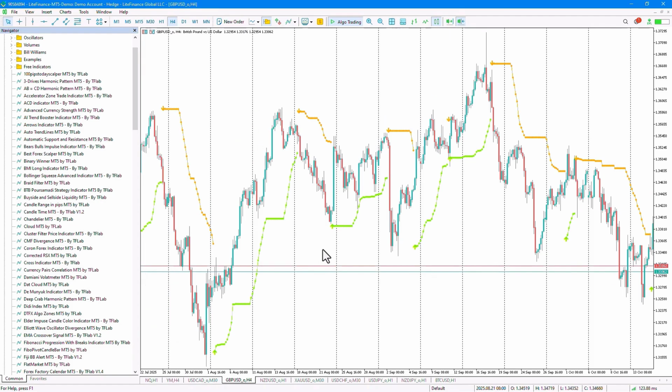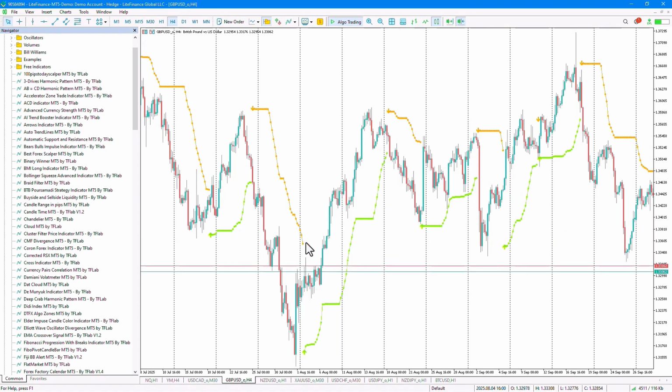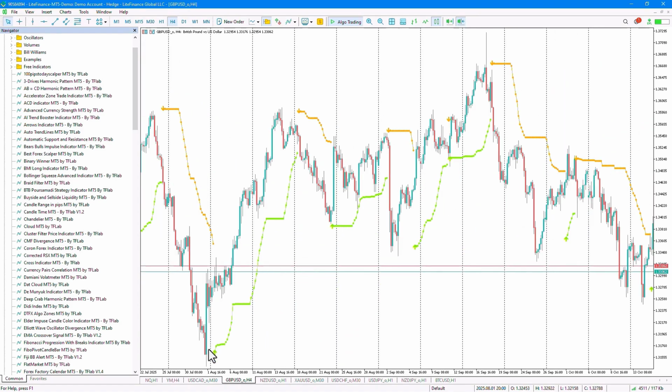The indicator works best when we use its signals to enter trades in the direction of the main market trend. For example, here the price is in an uptrend, and whenever a buy signal is issued, we can enter a buy position, set the trailing stop level on the green levels, and based on buy and sell signals, we can enter trades.